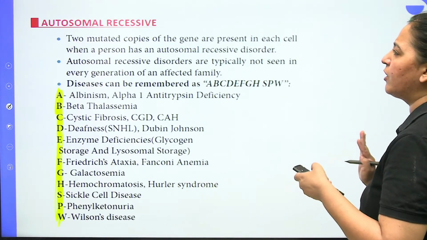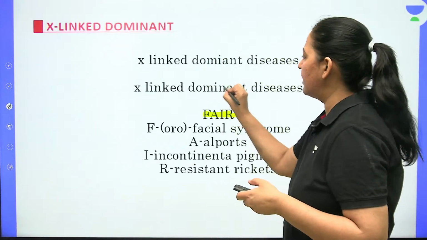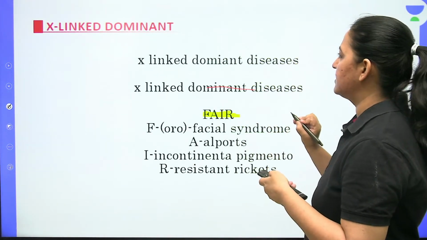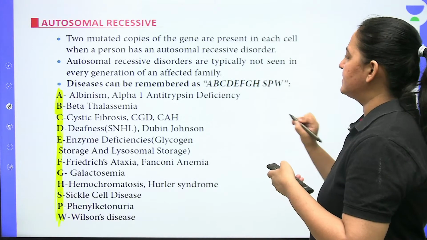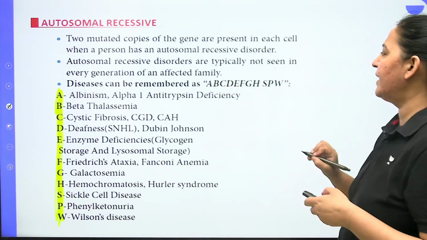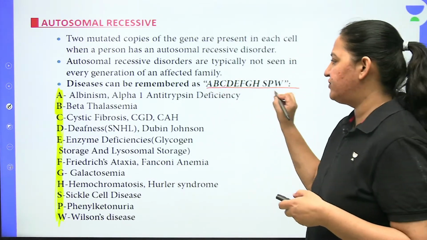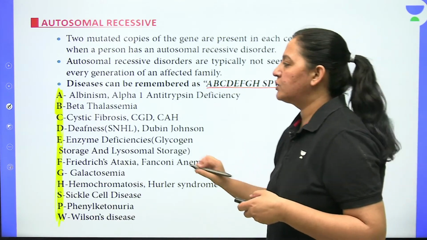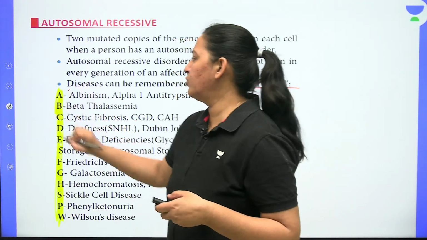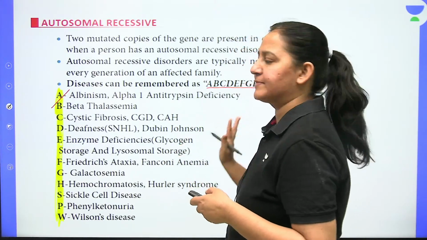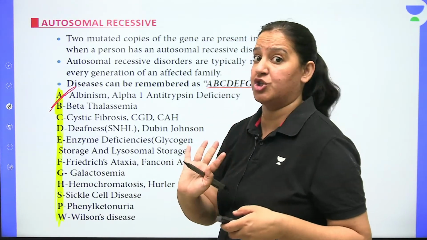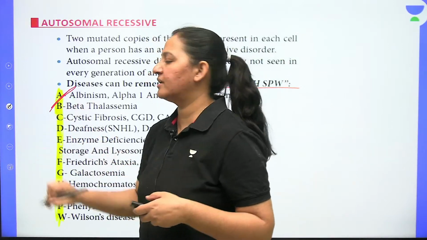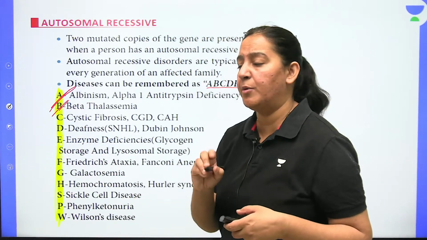Coming to the next mnemonic, autosomal recessive. The autosomal recessive mnemonic is in front of you. The mnemonic is ABCDEFGHSPW. So here A stands for 2 things, albinism and antitrypsin deficiency. There is a previous year question paper on albinism. B stands for beta thalassemia. It is a type of hemolytic anemia.